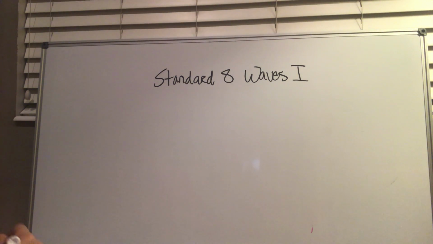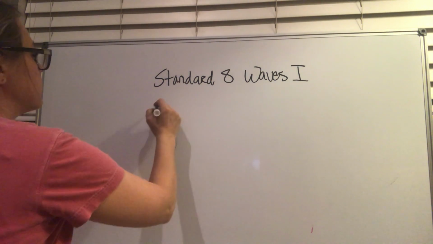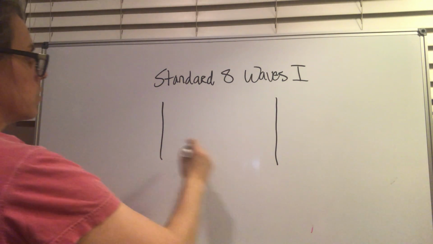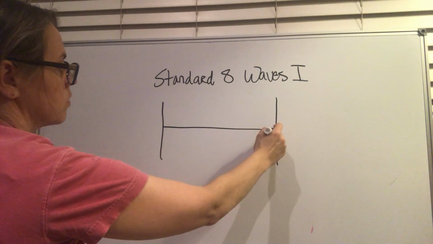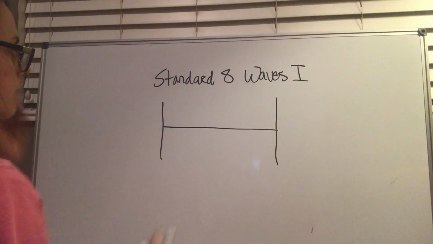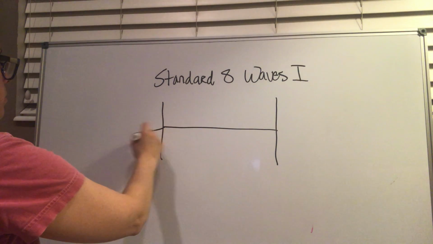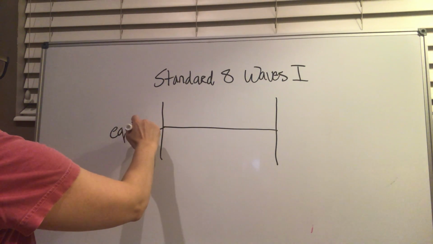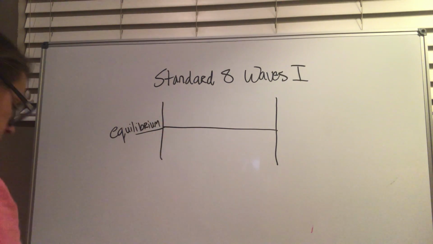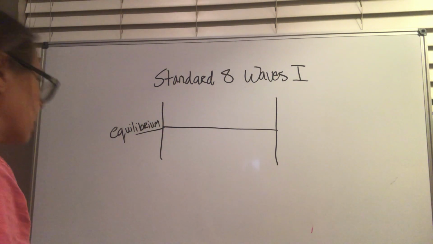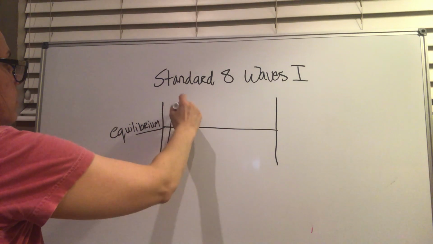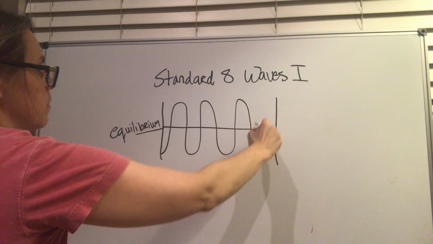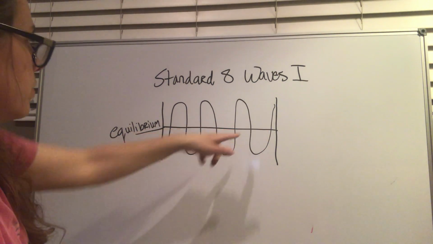Standard 8, waves 1. So we start this standard out by remembering the waves model. So this represents 1 second of time, and this is the equilibrium. Okay, and then we draw our wave. It goes up and down over that equilibrium point.